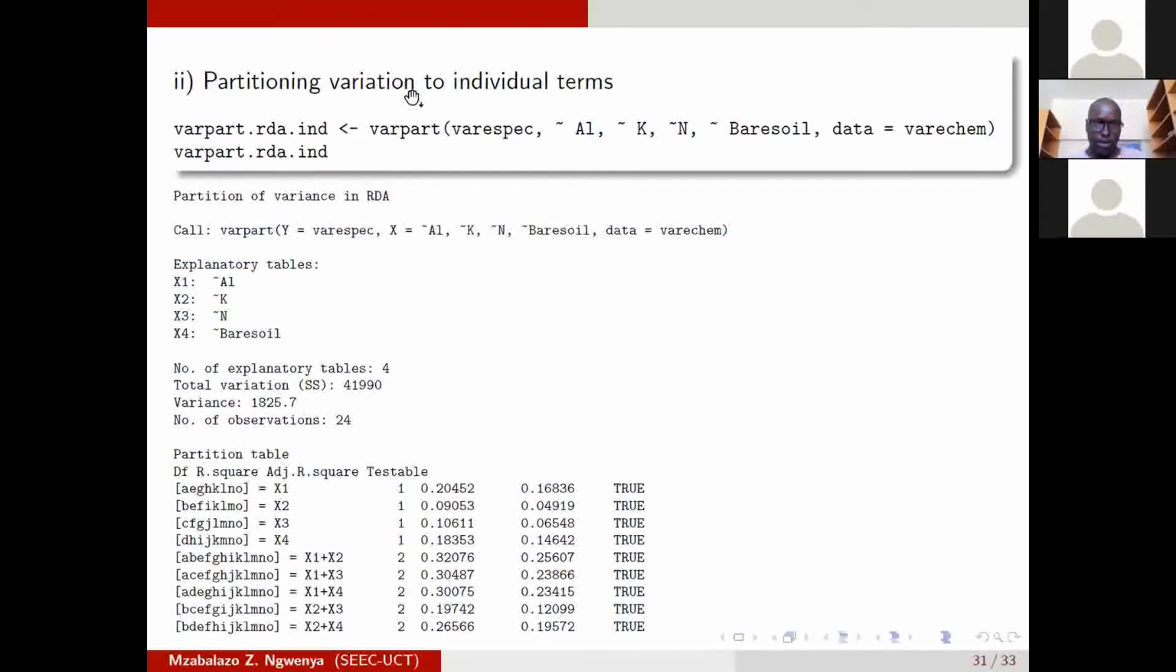And we go to our second to last slide. We may also be interested in partitioning the variation to individual terms, but this is not of much interest for practical situations, because you can get the amount of variation from the individual terms with other outputs. But here I've just put it for the sake of completeness.